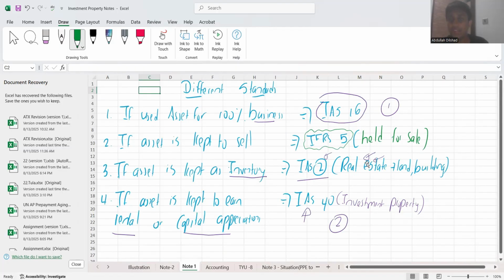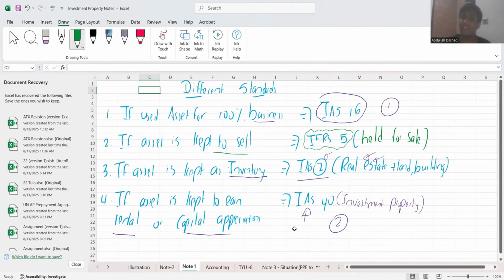What IFRS 5 says is, if your intention is to sell the building, you're not planning on using it for business, you're not planning on renting it out, you're not planning on keeping it for capital appreciation, but you're planning on keeping the asset to sell and generate an income, then you need to treat it as IFRS 5, assets held for sale. Don't worry, that's also another small topic that you will be learning.